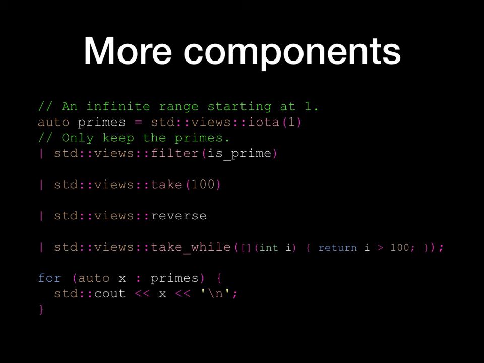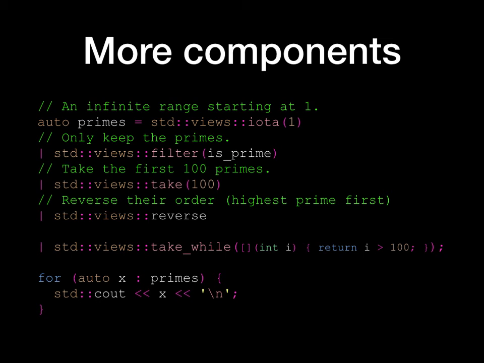We'll then filter our range to only keep the prime numbers. Again, if we were to try to filter something which is infinite, this would also run out of memory. After we've filtered our range, we'll take the first 100 primes. This is not taking the first 100 elements and then filtering which are prime. This is first filtering an infinite list and taking 100 prime numbers.